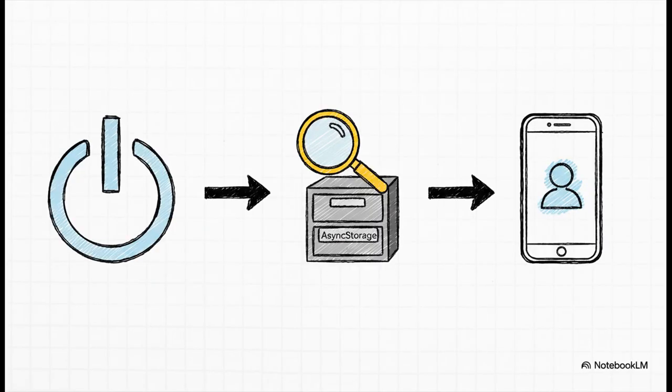The real magic for loading our data happens inside a useEffect hook. This hook is set up to run just one time, right when the app component's ready. Its only job is to go to AsyncStorage, look for a key we've named userProfile, and if it finds any saved data under that key, it loads it directly into our user state. This is what makes the profile magically reappear when you reopen the app.